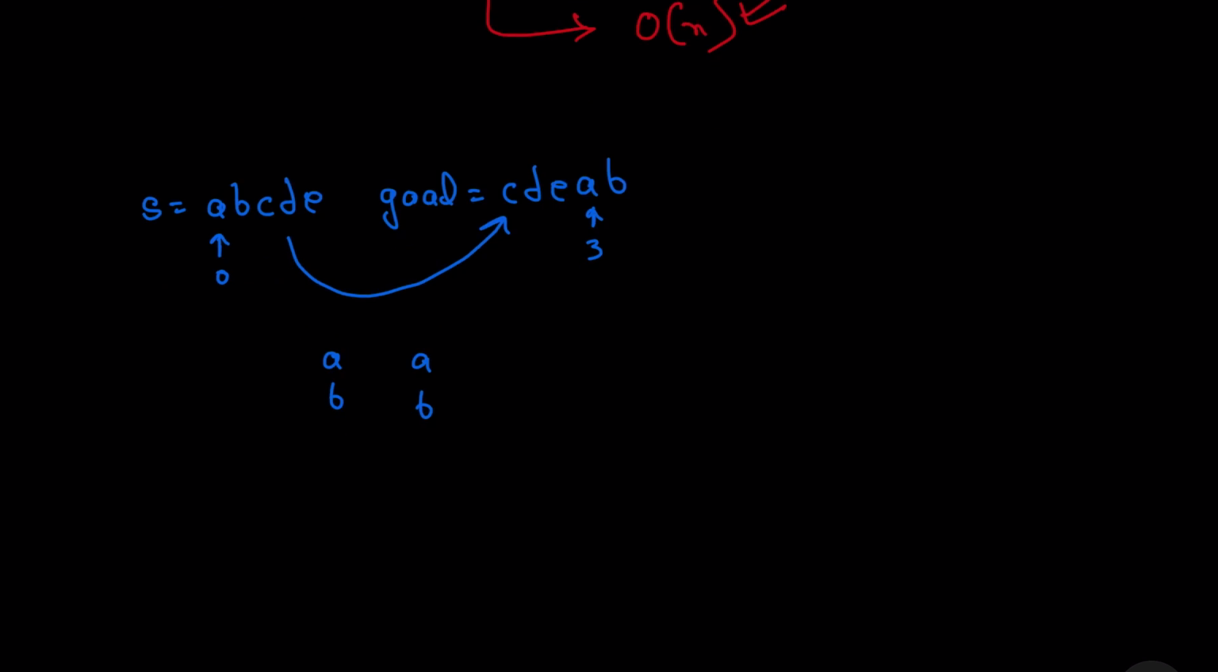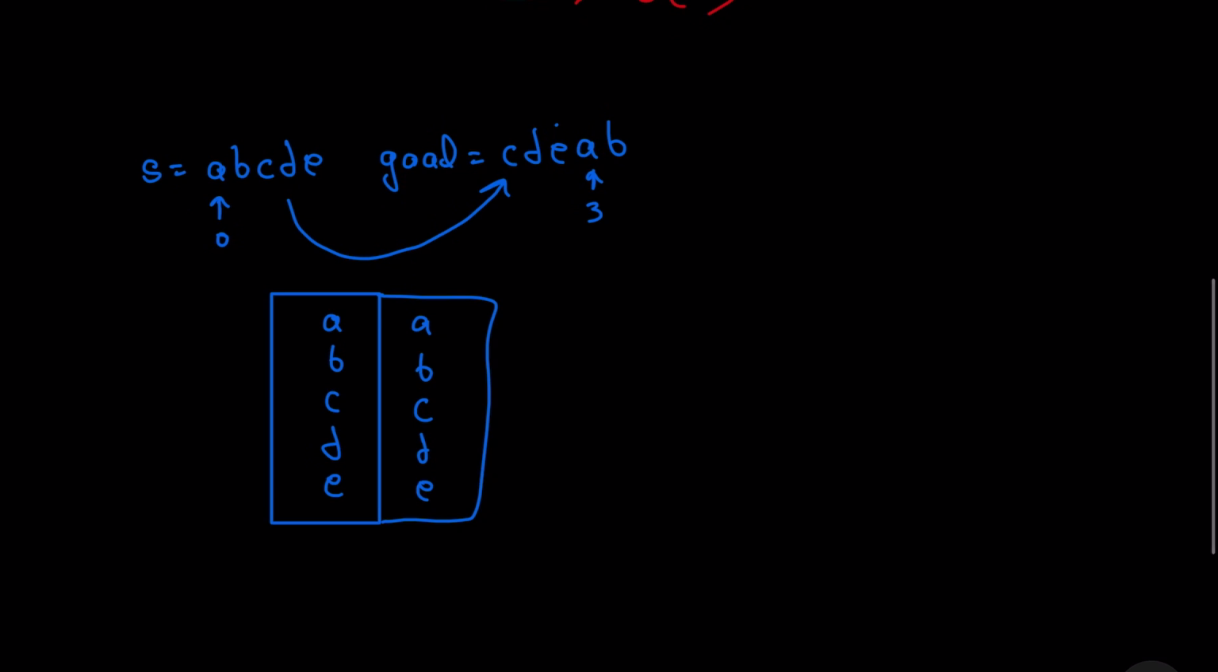In the first string, the third character is C. In the goal string, there is no third character here, so I bounce back to the start of the string, and then the third character is C. Here, in the first string, the fourth character is D. Similarly, here, the fourth character is D. Here, the fifth character is E, and in the goal string also, the fifth character happens to be E. Now, we have observed that these two strings are equal.